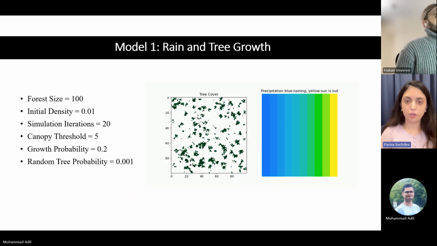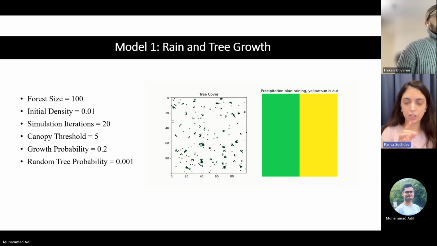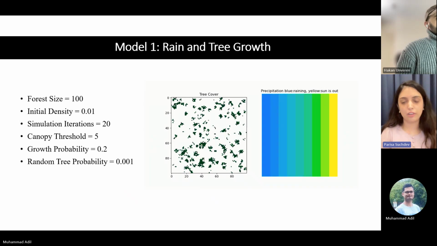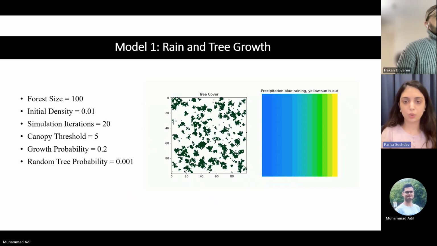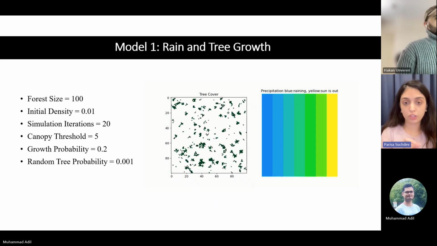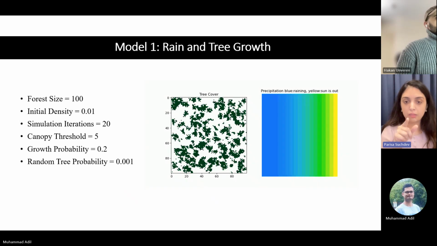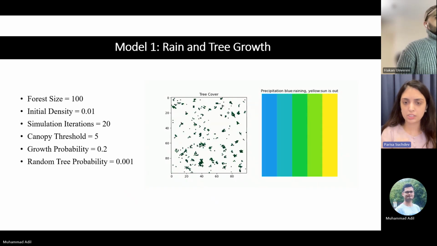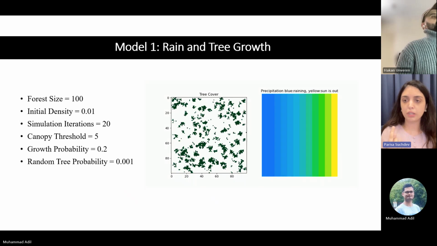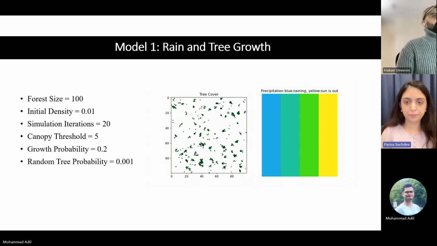So model one for the rain and tree growth would be, we can see that when yellow, it means the sun is out, and for the blue, it's raining. So as we can see, when the trees are growing, if there is a neighborhood, they grow close to each other, but there's also a random initialization of a tree, and that also becomes a dense area. Next slide.